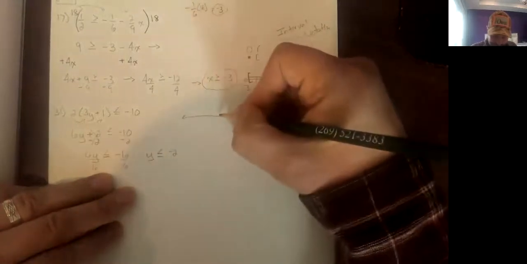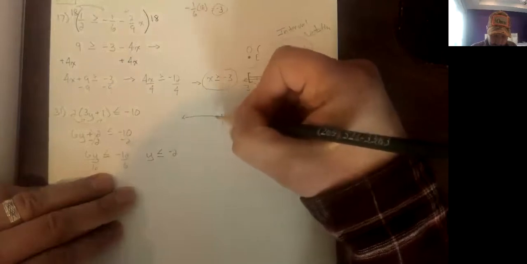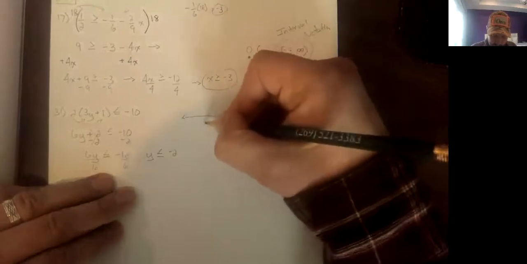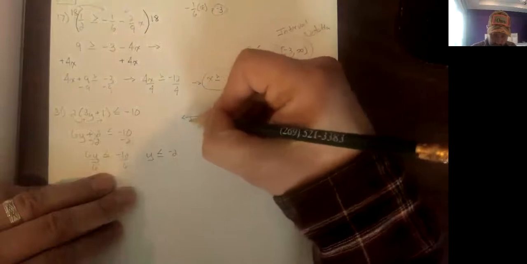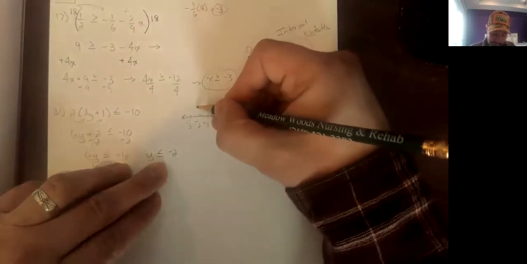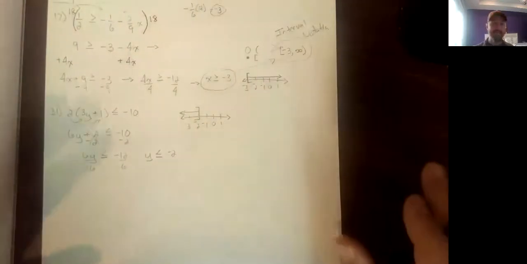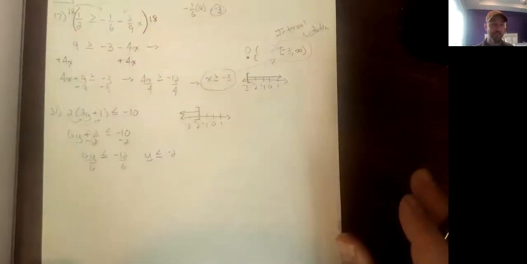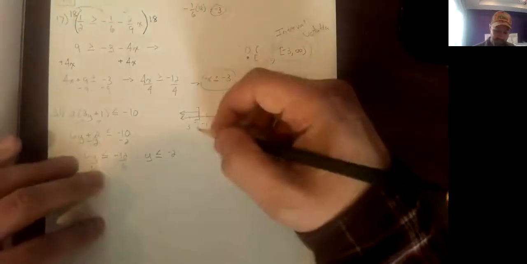Here's our number line. I'll go 1 here, 0, negative 1, negative 2, negative 3. Now we're talking less than or equal to. When we talk less than, we're going left. Less than means left, greater than, we're going right. So we're going this way all the way to infinity. It just says y is less than or equal. It's everything less than negative 2, including negative 2.